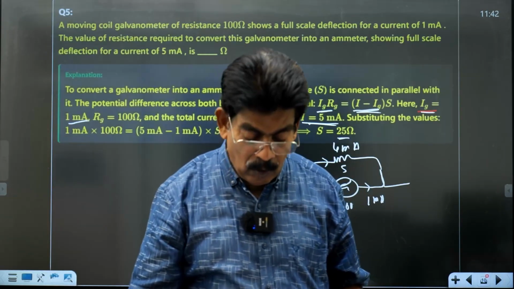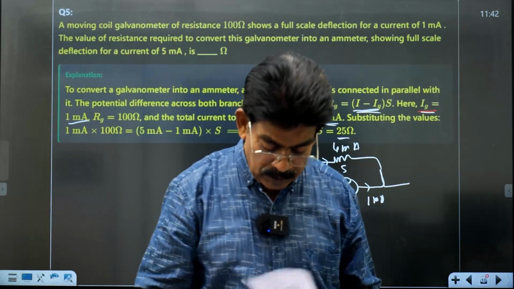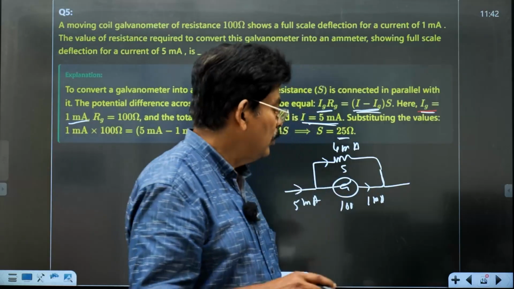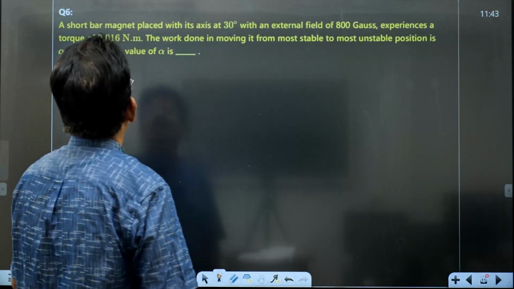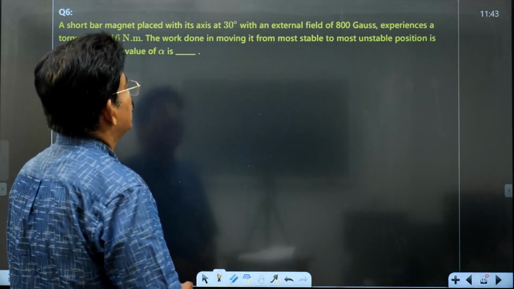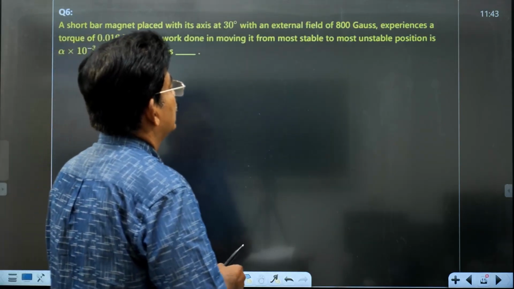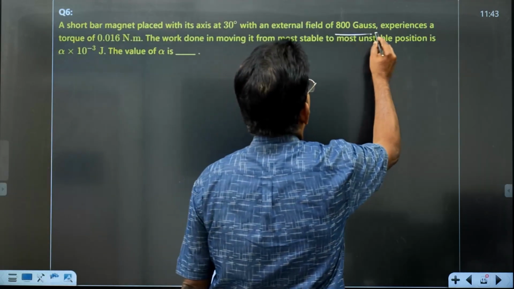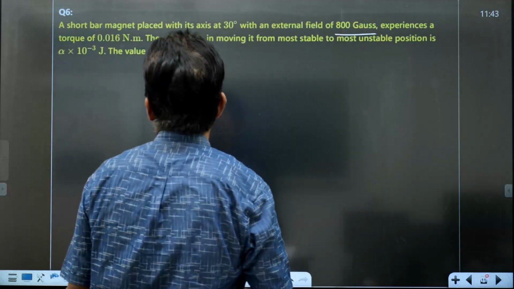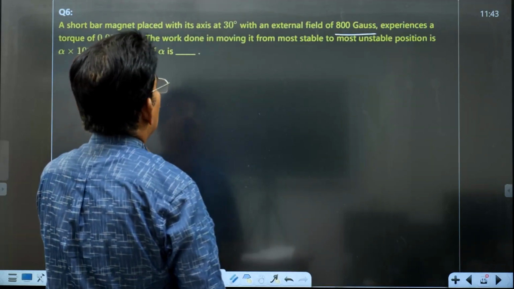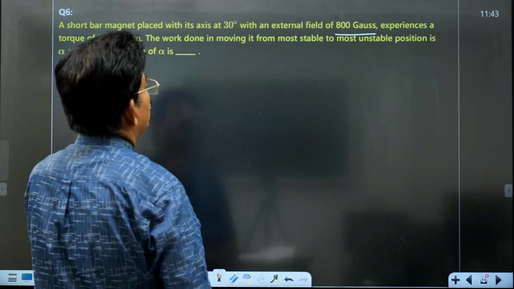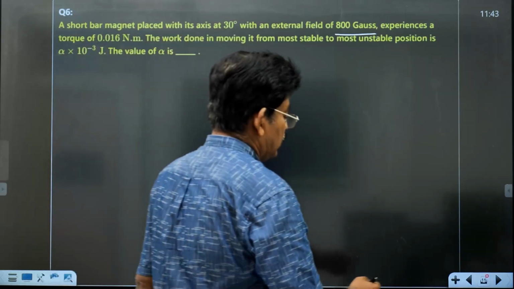Now, come to the next question. A short magnet is placed at an angle 30 degree with external field of 800 Gauss. Experiences a torque of 0.036 Newton meter. Work done in moving it from most stable state to most unstable state.